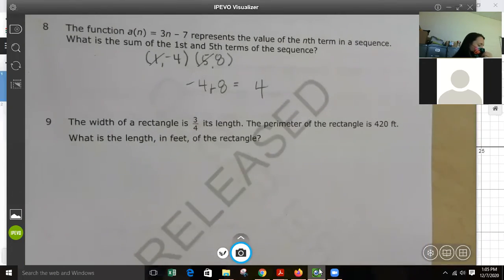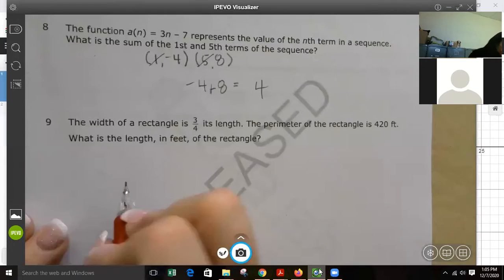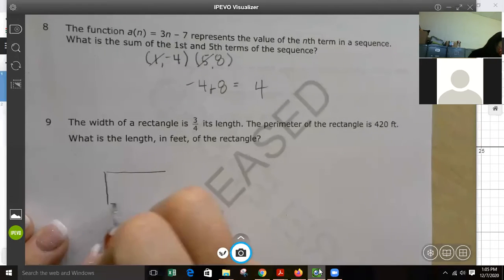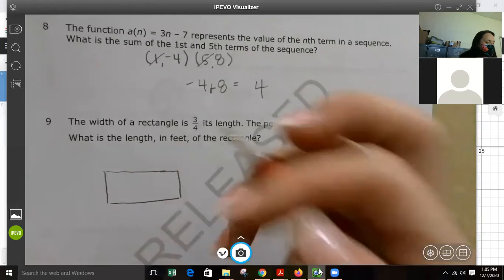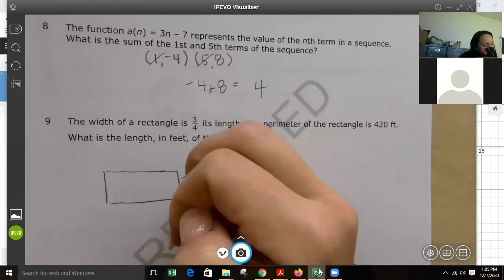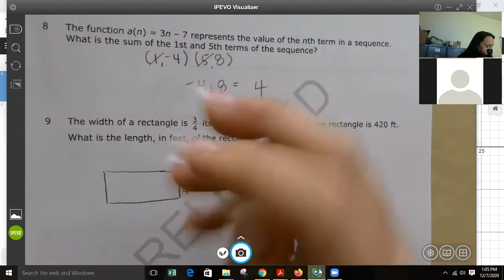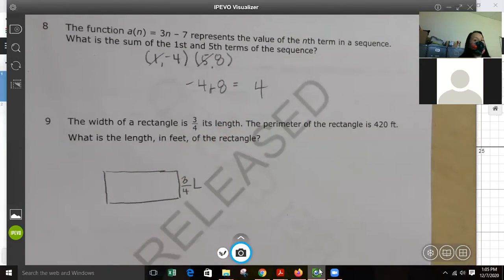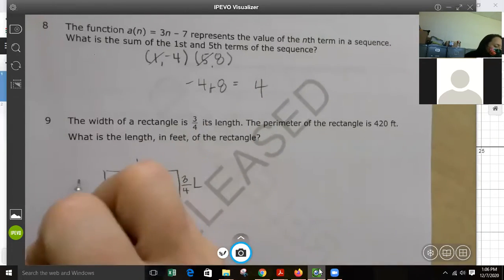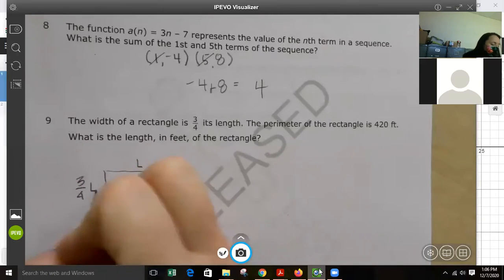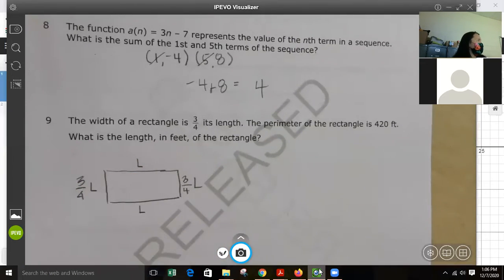Number 9. All right. It says the width of a rectangle. So anytime I see this, I'm going to go ahead and draw a rectangle. The width is 3/4 its length. Doesn't matter which side you use it. But the width is 3/4 of the length. This is the length. And this width is the same. Okay. Left and right are the same. Top and bottom are the same.